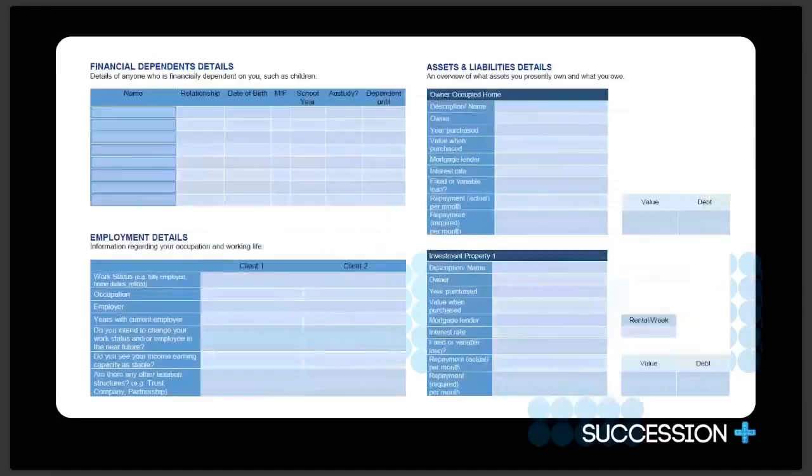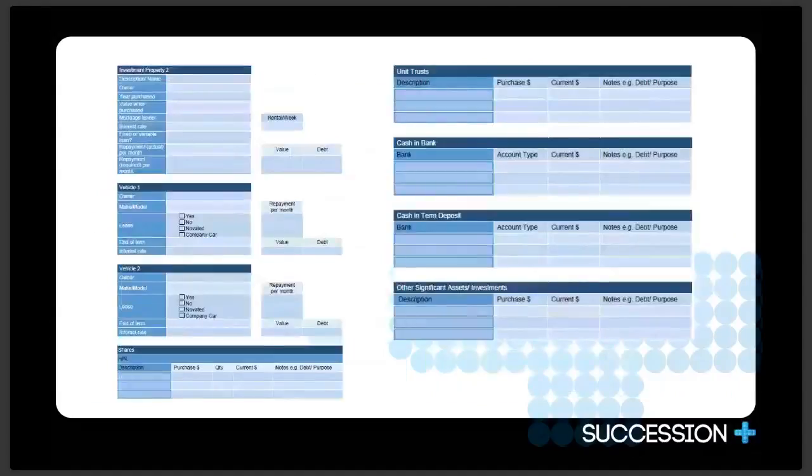Who owns what assets? What assets and liabilities do you have? Have you got an investment property? Is it owned by you? Is it owned by your wife or your family trust, etc.? What about other assets, other investments, shares, et cetera? There's a whole stack of things to start to think about in terms of who owns what.